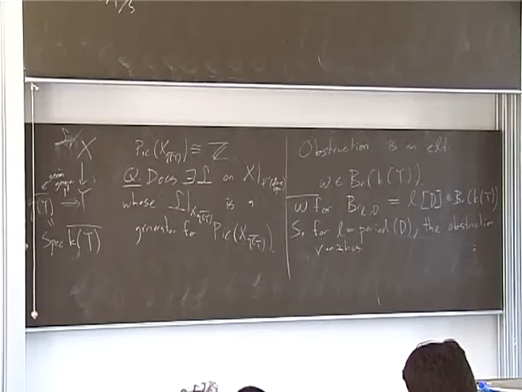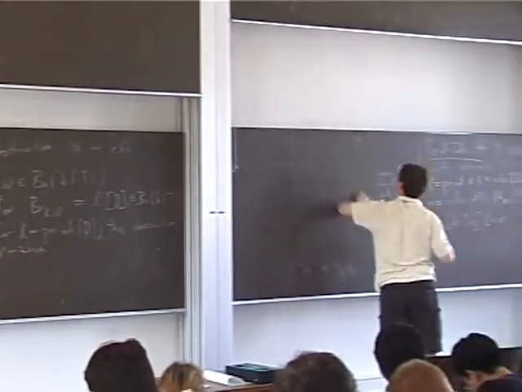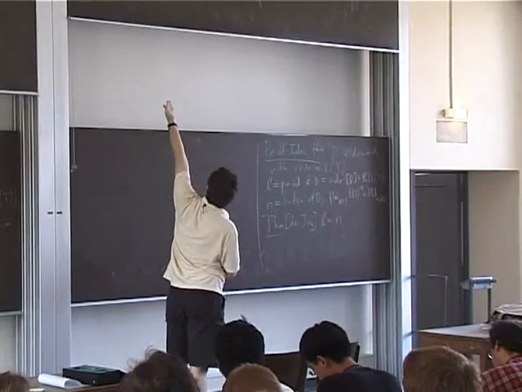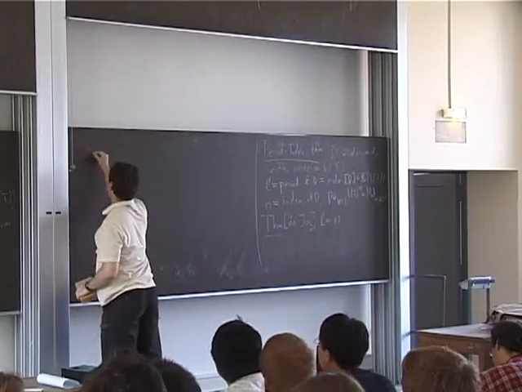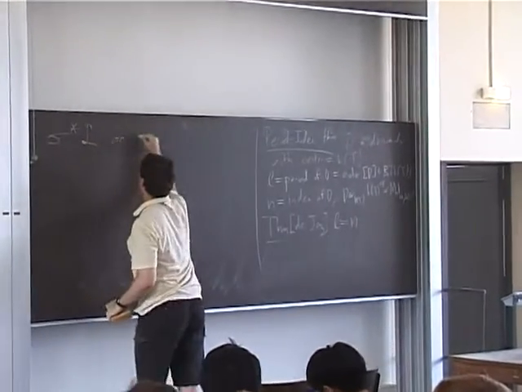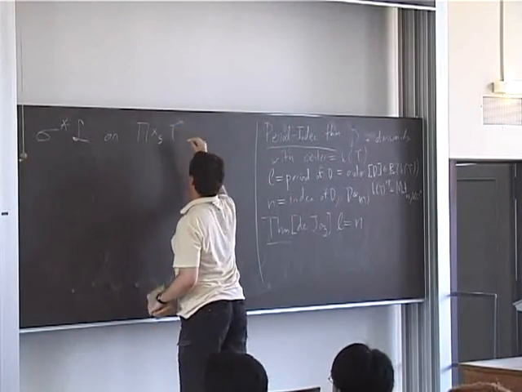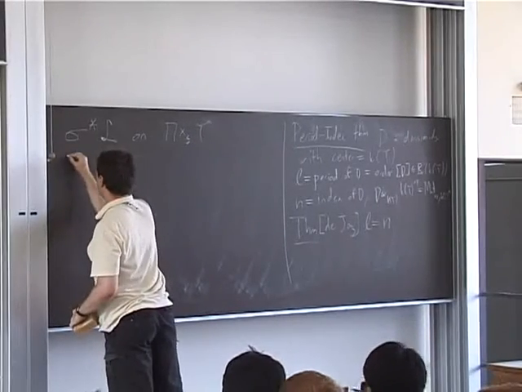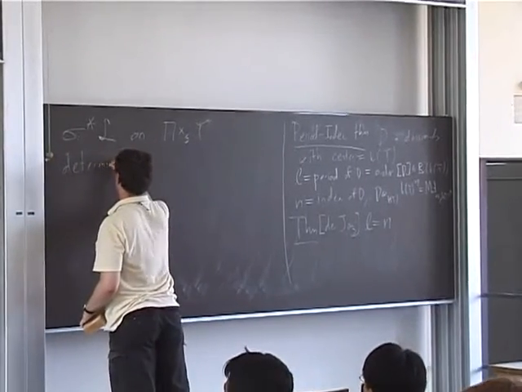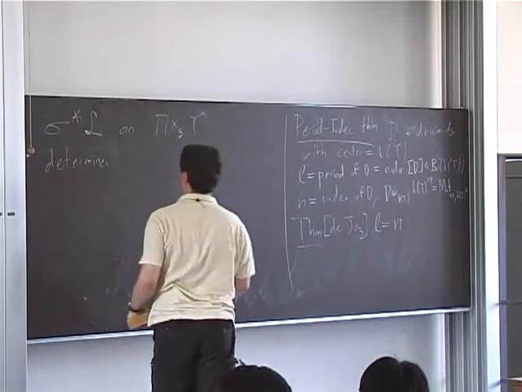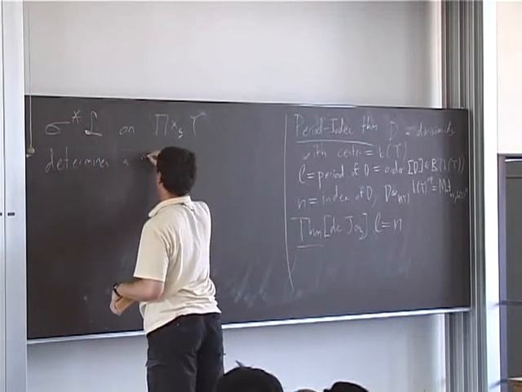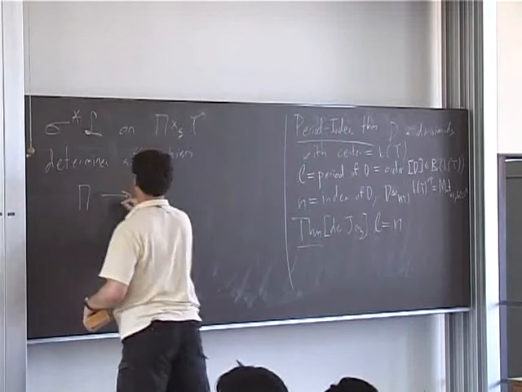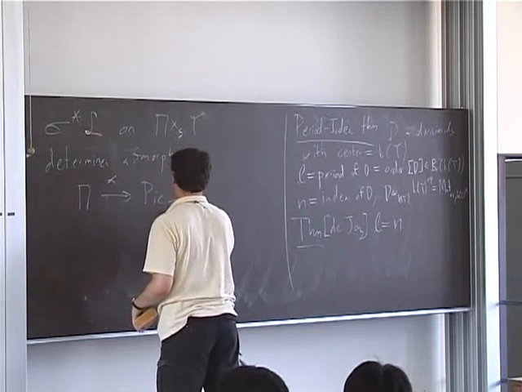So pi parameterizes sections of Y_s to X_s. For each such section, we have this invertible sheaf L on X. We can pull that back by that section, so we can take sigma upper star of L on pi cross Y. This is an invertible sheaf on Y, so it defines a morphism. I mean, the functor of invertible sheaves is represented by the Picard scheme. So this determines an S-morphism from pi to the Picard of Y over S.